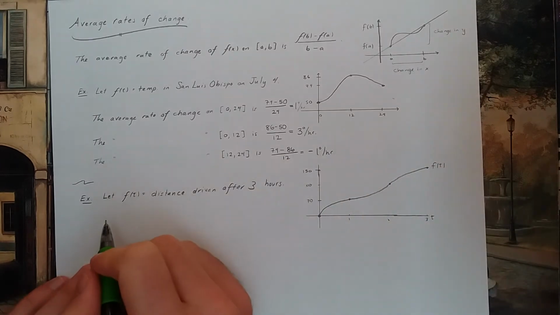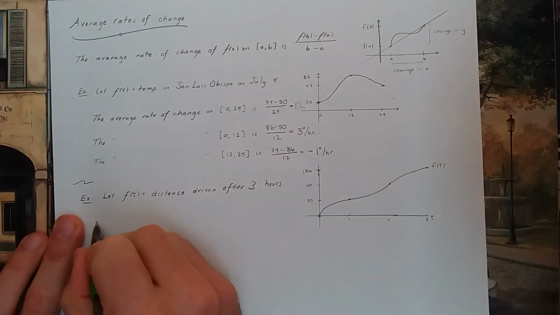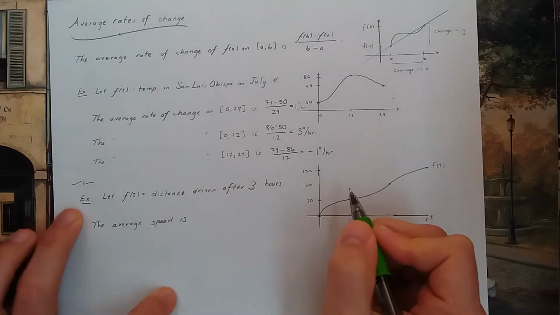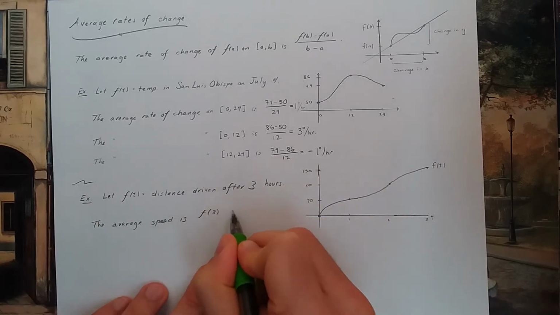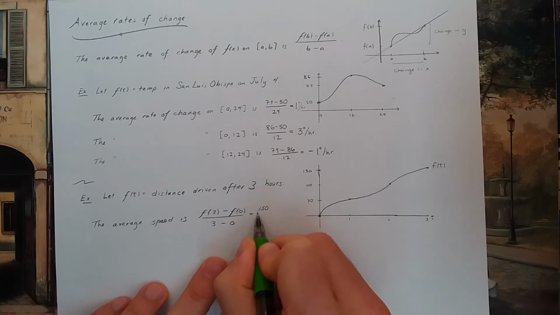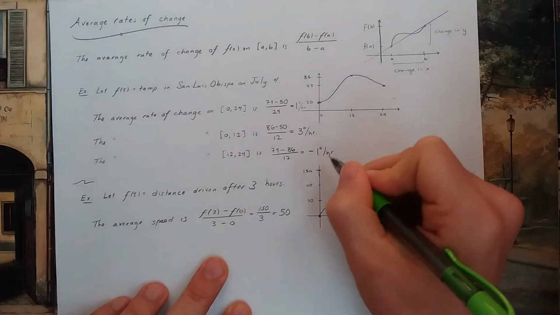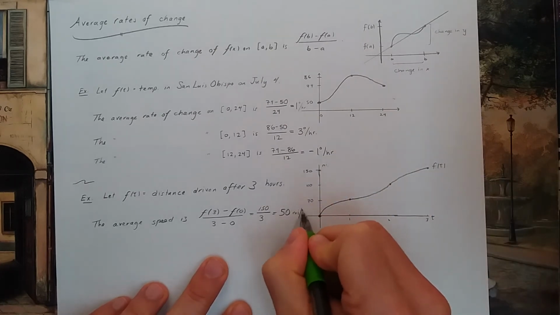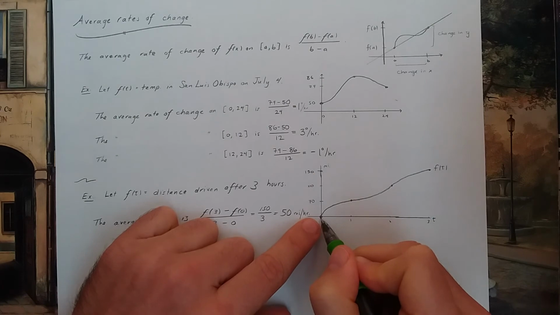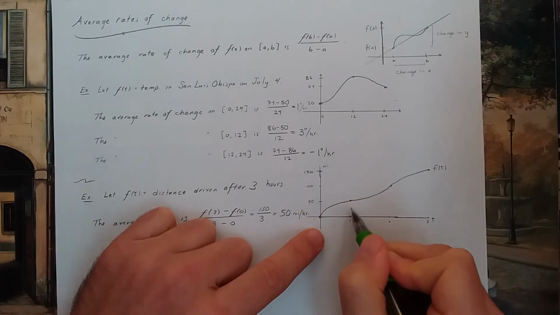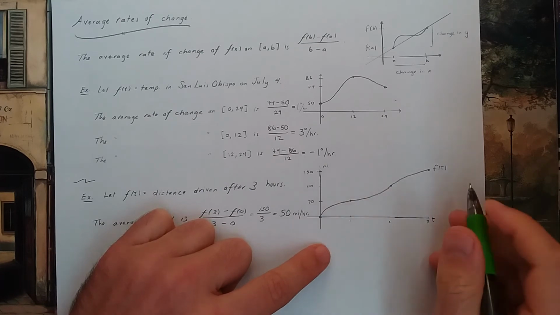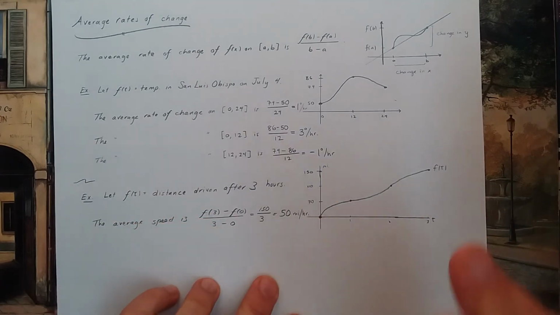So what is the average speed that I've gone? So the average speed is f of 3 minus f of 0 over 3 minus 0. So 150 over 3, which is 50. I guess these units are in miles per hour. So on average, I've gone 50 miles an hour. Even though at some points, for example, the average rate of change for hour 1 was 70. So I went 70 miles an hour on average during the first hour, but over the entire time period, I averaged 50 miles an hour.